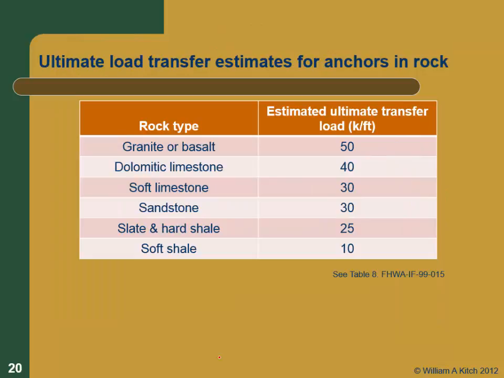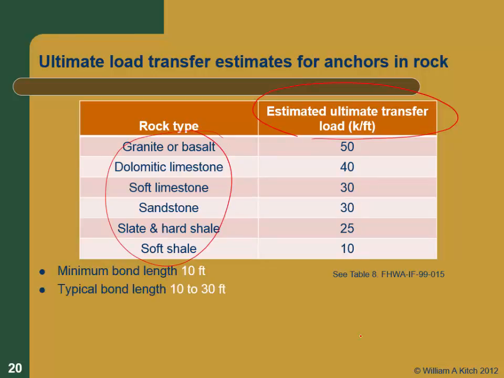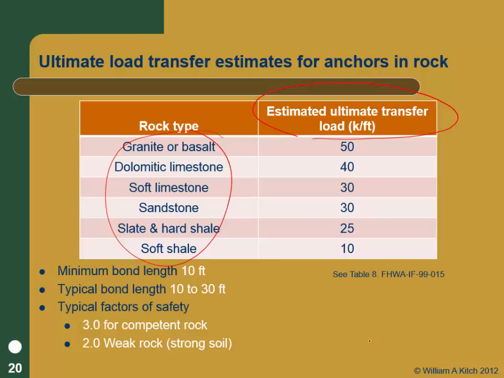For load transfer in rocks, we're generally using relatively small diameter holes. Again, we're back to estimating loads just in the load capacity per foot of the anchored region. Here's how you can do that based on rock types. There is a minimum bond length of 10 feet. Rock anchors generally don't require long bond lengths because you can get fairly high capacities out of them. Typical factors of safety are 3 for competent rock and 2 for weak rock or strong soil. The issue with competent rock is you can get brittle fractures in it.